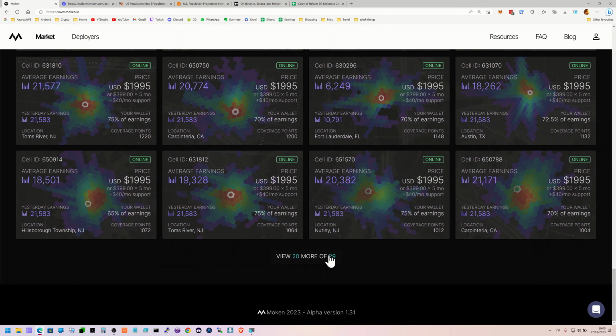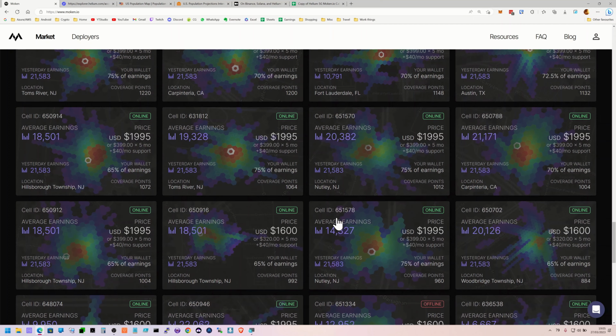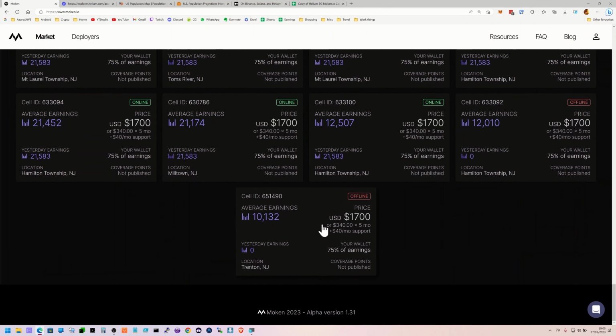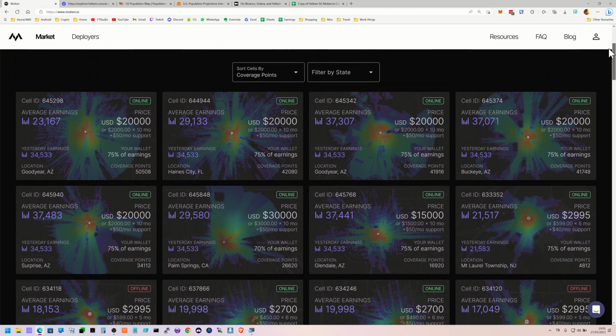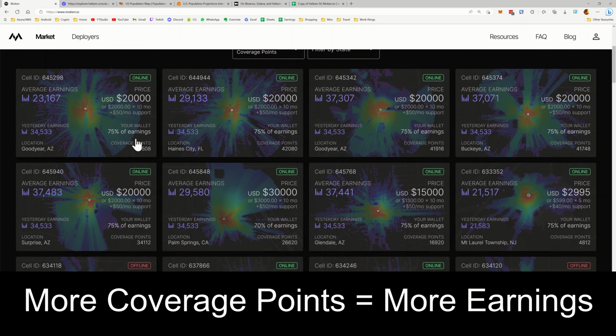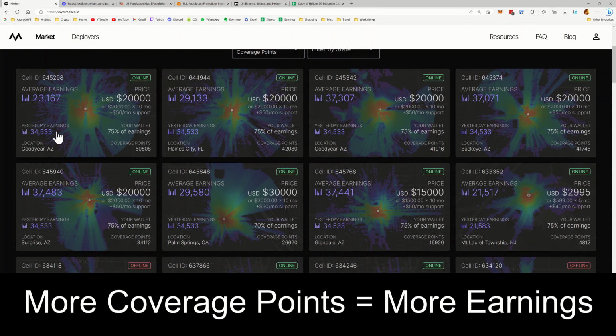And what you want to do is work out which one is going to be best for you. So you can see here they vary in price. And if we go down to the very bottom, the lowest price currently is $1,700, and the most expensive price is $20,000. So what exactly determines the price of the miner that you're going to buy? Well, they've added something called coverage points here, which explains it very simply. The more coverage points you have, the more earnings your miner will make.